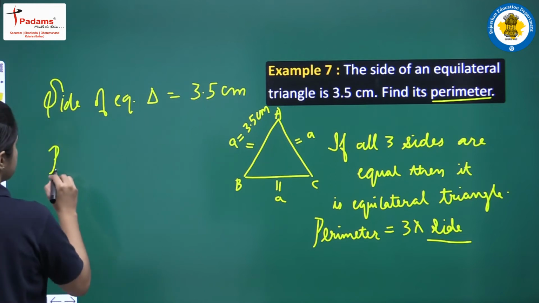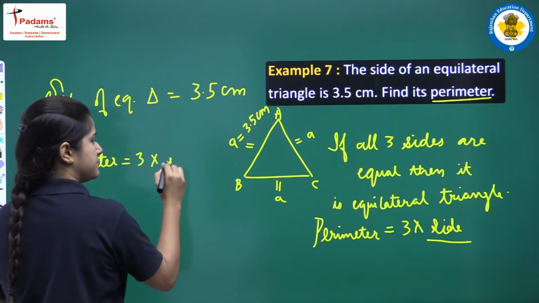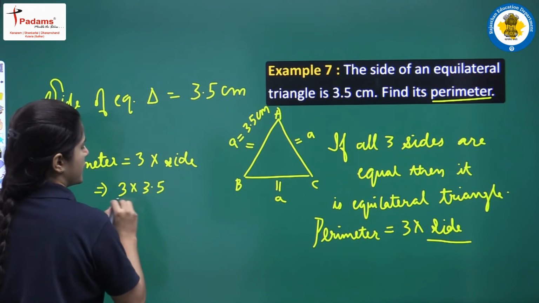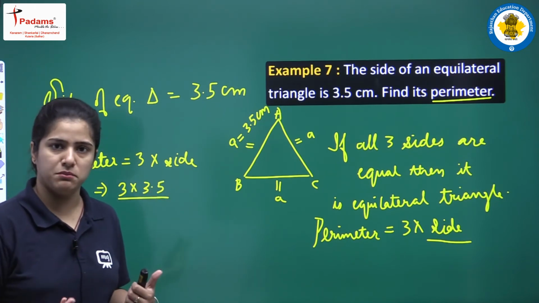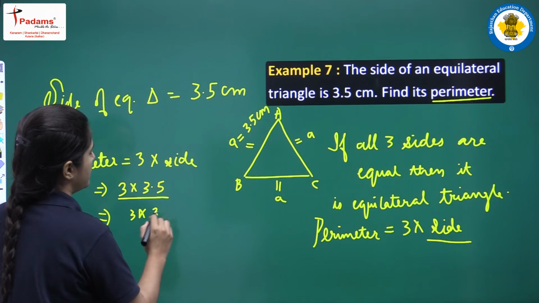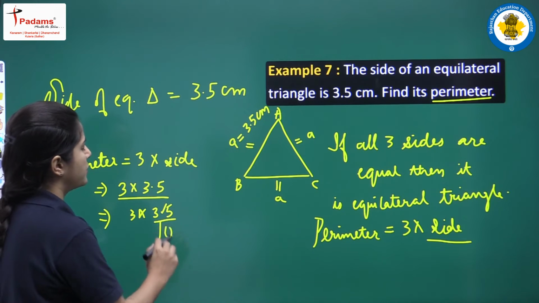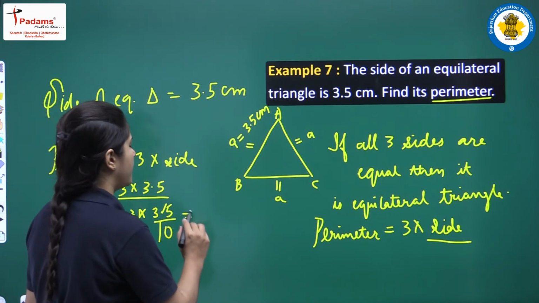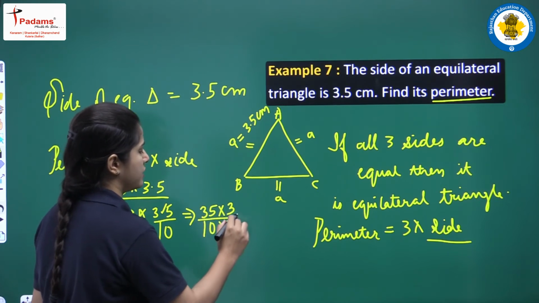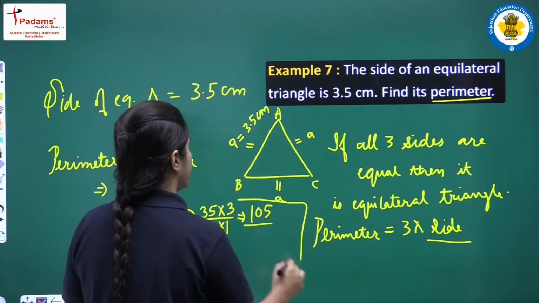So, its perimeter is equal to 3 into side, that is 3 into 3.5. So, in this case also we have to multiply a decimal number with a number, right? Just remove the decimal, students. 3.5. One digit is there after the decimal, so in the denominator only 1 zero will be coming. Okay. So, 35 into 3 upon 10. Okay. So, 35 into 3 is equal to 105 upon 10.